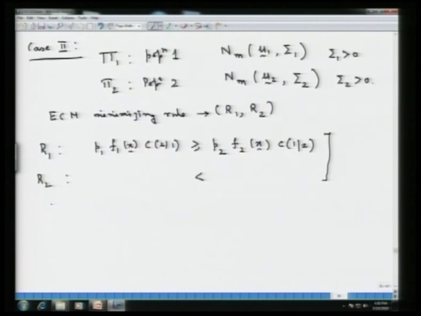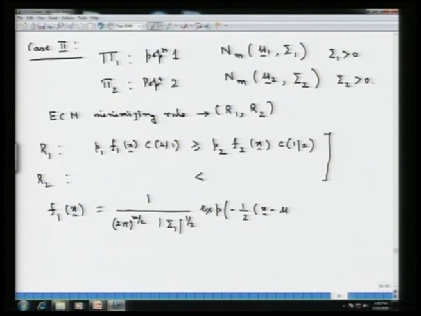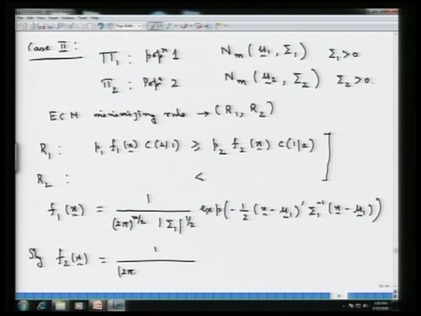Now, for the given problem, f1 of x has a form similar to what we had earlier, with the only difference that the sigma matrix is going to be different for the two populations, and hence the density is going to be different here as well, which was the same earlier because the sigma matrix was the same in both terms. So, it involves x minus mu 1 transpose sigma 1 inverse x minus mu 1, and similarly f2 of x is 1 upon 2 pi to the power m by 2 determinant of sigma 2 to the power half, e to the power minus half x minus mu 2 transpose sigma 2 inverse x minus mu 2.